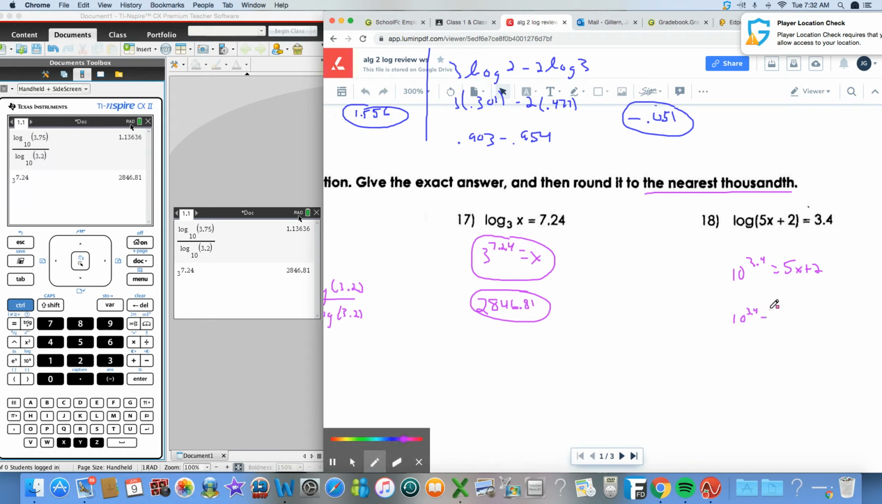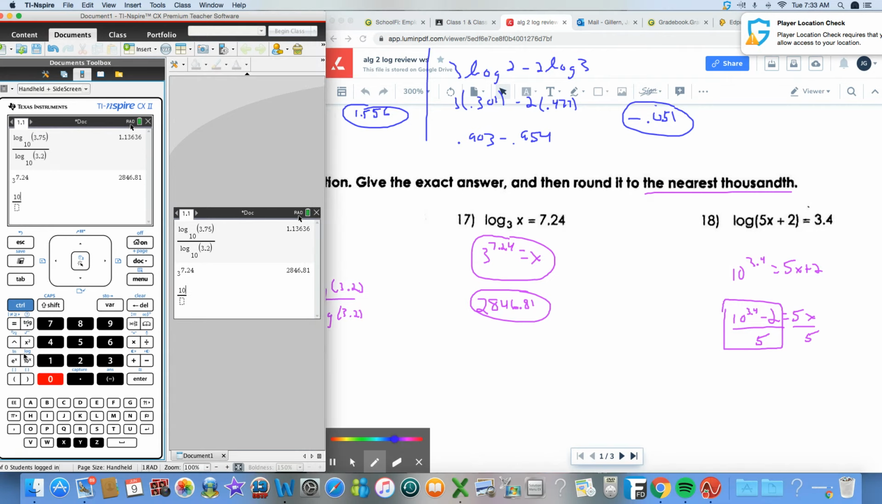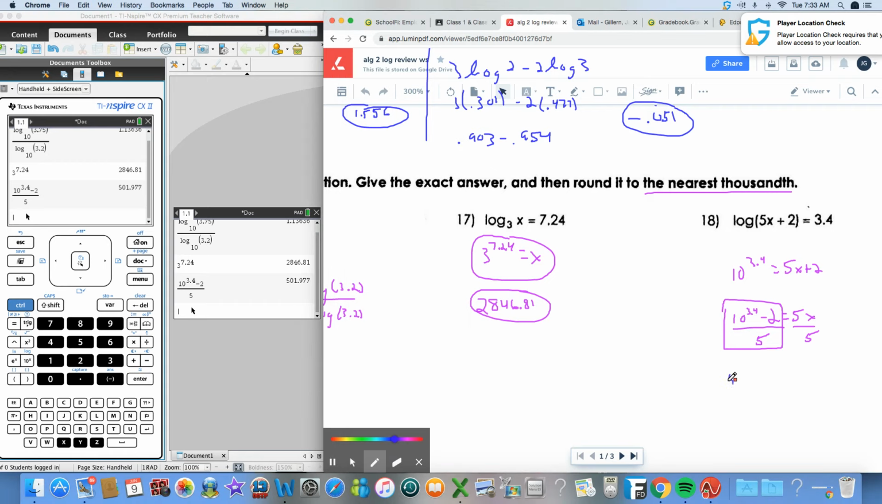Minus 2, get the 2 on the other side, equals 5x, and then divide by 5. That right there is the exact answer. 10 to 3.4 minus 2 divided by 5. To get the rounded answer, you come back over here, you put in the calculator, 10 to the 3.4 minus 2 all over 5, and that answer is 501.977.